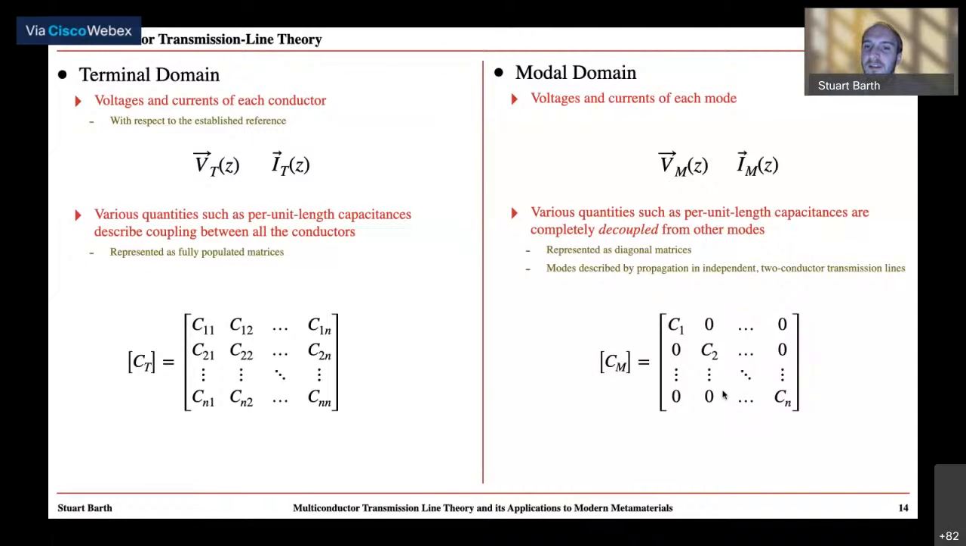And the mode can actually be described by propagation in independent two-conductor transmission lines. One two-conductor transmission line system describes the propagation of one mode, as we understand from basic transmission line theory.